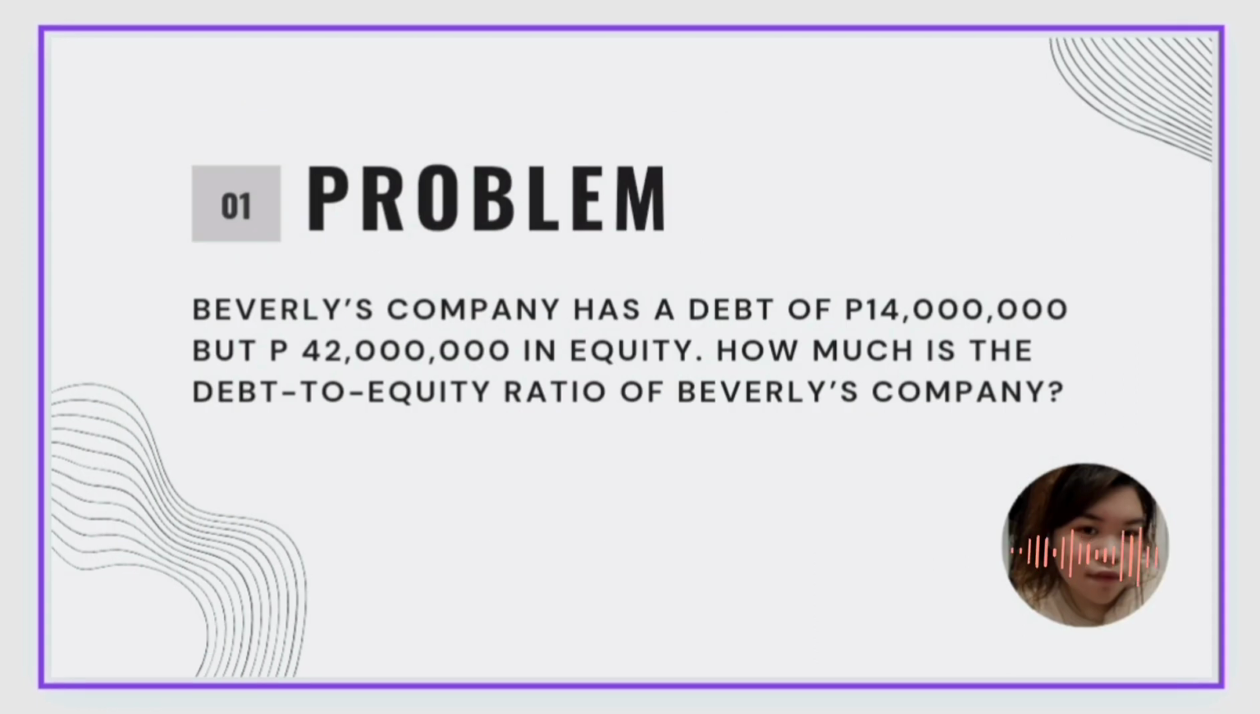First problem. Beverly's company has a debt of 14 million but 42 million in equity. How much is the debt to equity ratio of Beverly's company?